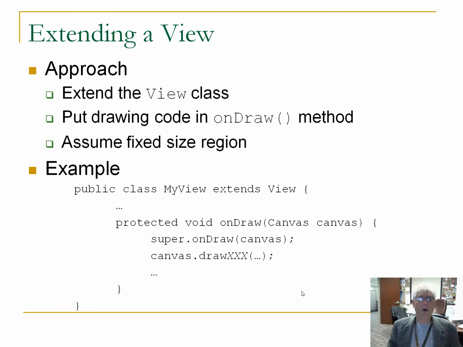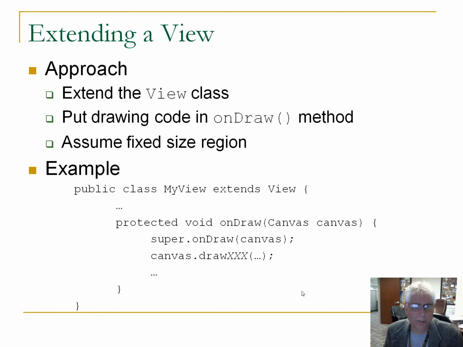Okay, so the way we go about extending a view, it's pretty straightforward, and it's something you've done in every Android program that you've written. So the approach, we're going to extend the View class. We're going to put the drawing code in the onDraw method. As I've said a couple times now, we're going to assume a fixed size region. So we're going to draw on a region of the screen. In your homework, you'll draw on the whole screen. But we're going to assume a fixed size region.